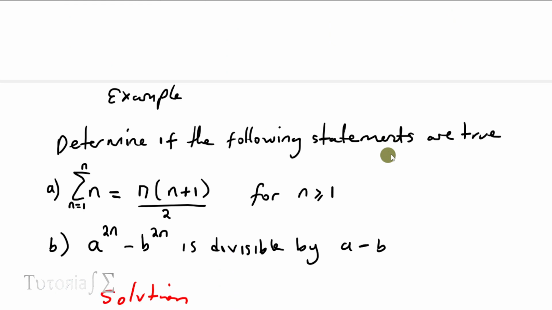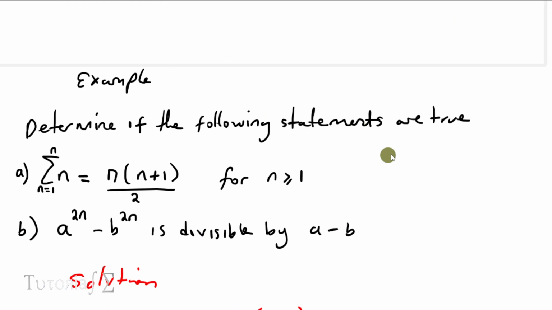We're going to have these two examples that we're going to look at. Determine if the following statements are true. We have the first statement, which is the sum from n equals 1 to n of r equal to n open brackets n plus 1 over 2, for n greater than or equal to 1. Here we see that we've been given a domain, and that domain is that n is greater than or equal to 1. So for this one, we can start at 1. If the domain was given as greater than or equal to 2, it means that we should start from 2.